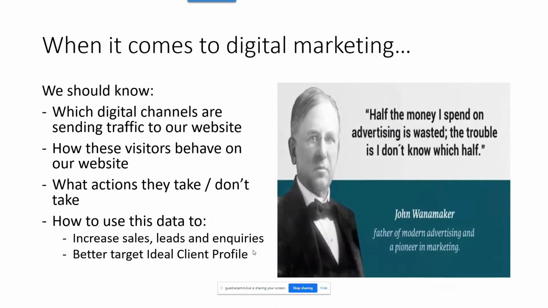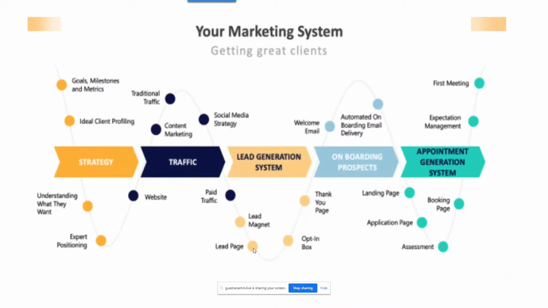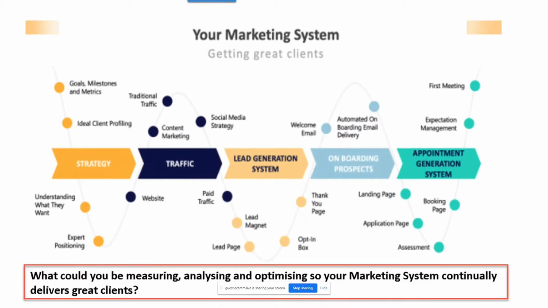But when it comes to digital marketing, we really should know which digital channels are sending traffic to our website. We should know how these visitors behave on the website, the actions they take and they don't take. And what we really should be doing is using this data to help increase sales, leads, and inquiries, but also better target your ideal client profile, which I know is a phrase I've heard Mark say before. So when we come back to this marketing system here, what could we be measuring, analyzing, and optimizing so your marketing system is continually delivering you great clients?